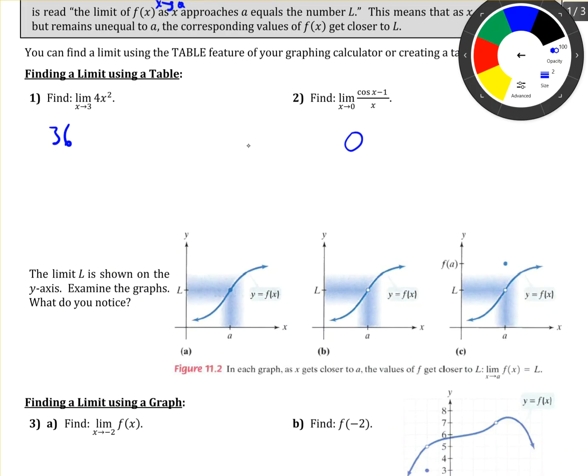All right, so keep in mind the limit. One of the most important things to know about the limit is that it doesn't matter what happens at the point.